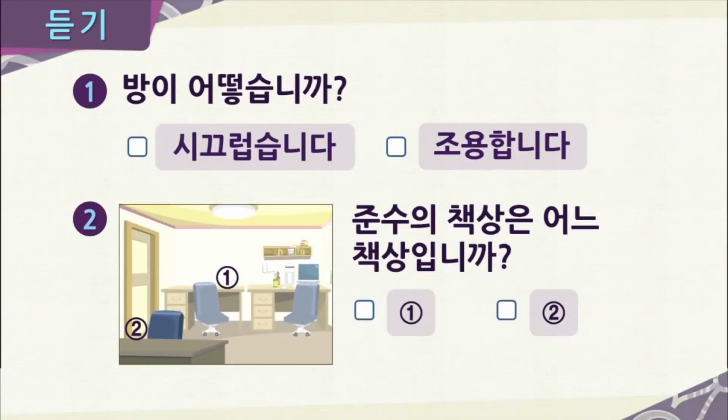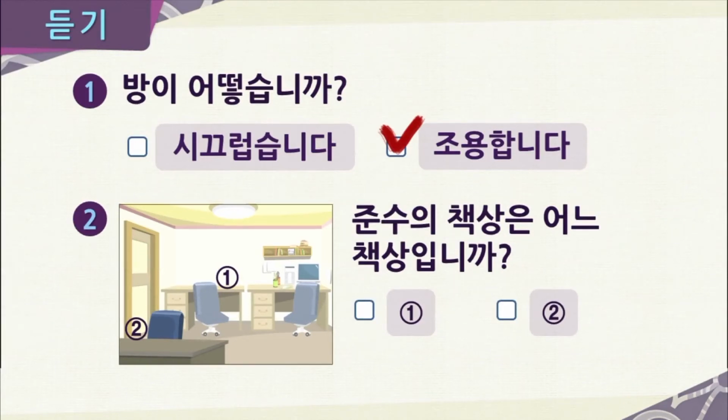Were you able to hear everything in the conversation? Well, we'll be answering a few questions here to make sure that you understood the conversation. In the following questions, please choose the correct answer. Let's look at the first question here. Number 1, 방이 어떻습니까? Or, how is the room? We have two answer choices here. 시끄럽습니다, or loud, or 조용합니다, or quiet. How is their room? Correct. Based on the conversation, the room is quiet, so we'd answer 조용합니다.